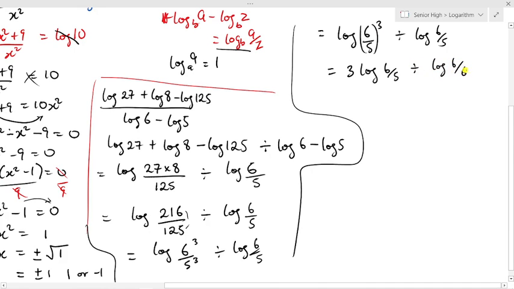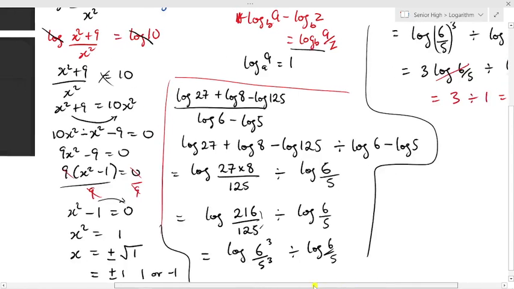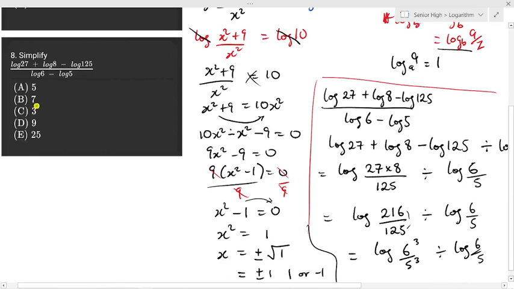Now what happens is, since they are the same logarithm and they are dividing each other, they can cancel out because it divides each other into 1, and that's like saying 3 divided by 1, which is still equal to 3. So the answer is 3. So we look and see we have our 3 here in the C part. So this is the answer to this question.